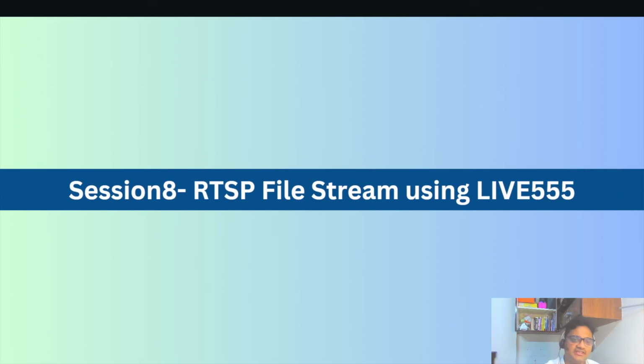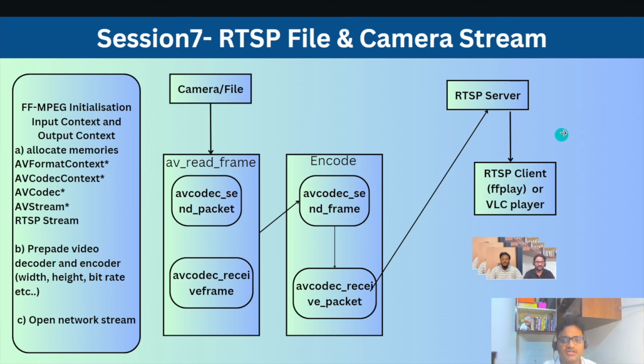In session 8 we already streamed a file stream using LIVE555, which we discussed at the beginning of the video. To keep it very simple, in the video basics we have used FFmpeg for compression and decompression, and also for RTSP streaming, and we played with input and output formats. Sometimes it is an image, a file, or a camera, and we saw what adjustments we need to make. We also played a little bit with LIVE555.